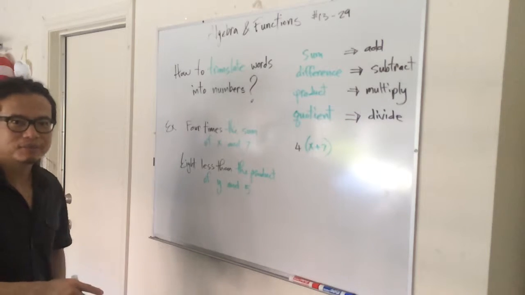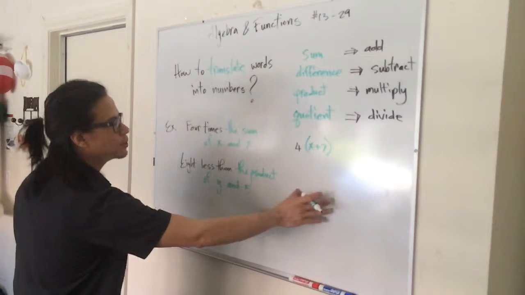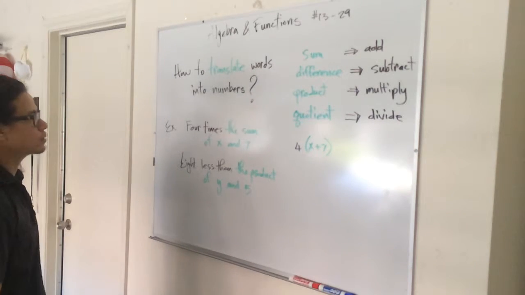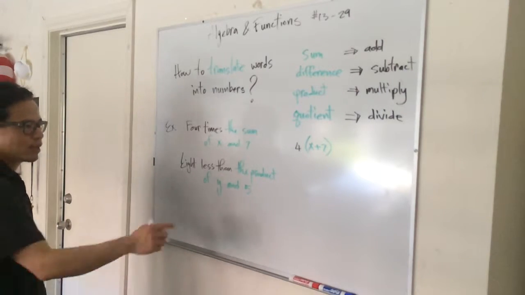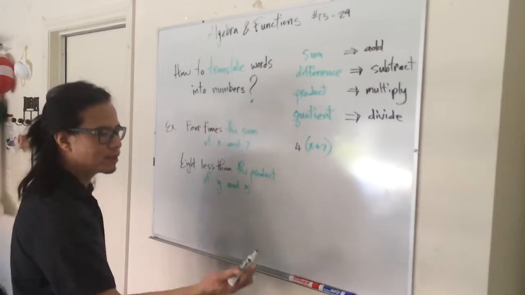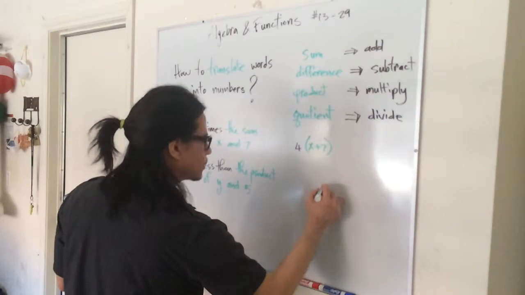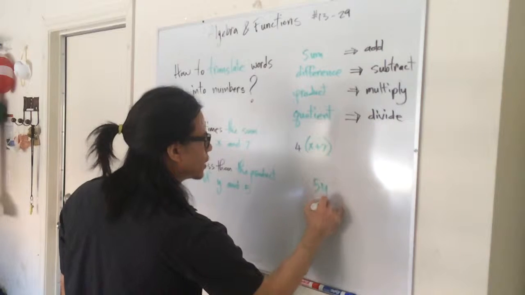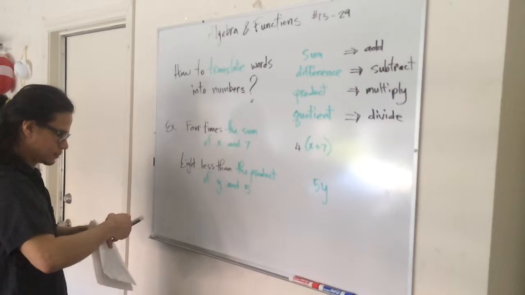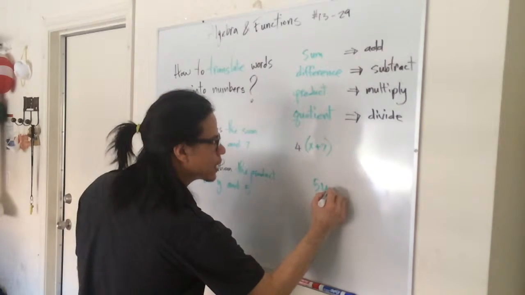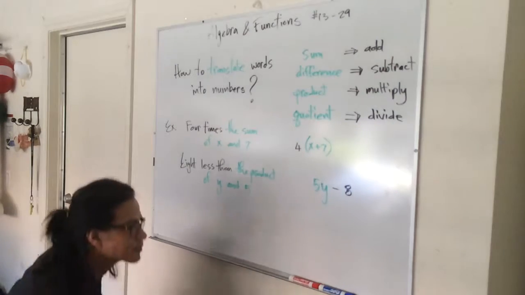Give that a try. Push pause on this clip and see if you can translate this into an expression. Okay, so the product of y and 5 is taking y times 5. You can say is 5y. 8 less than that. So you can say minus 8. Okay?